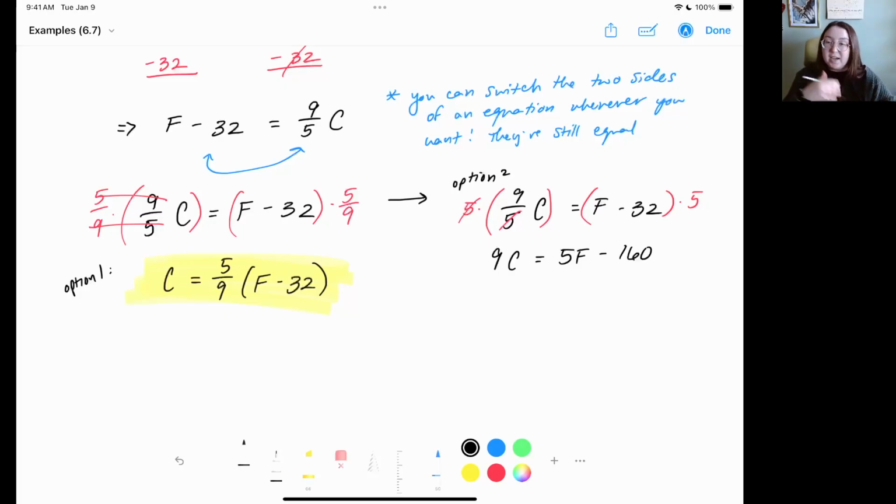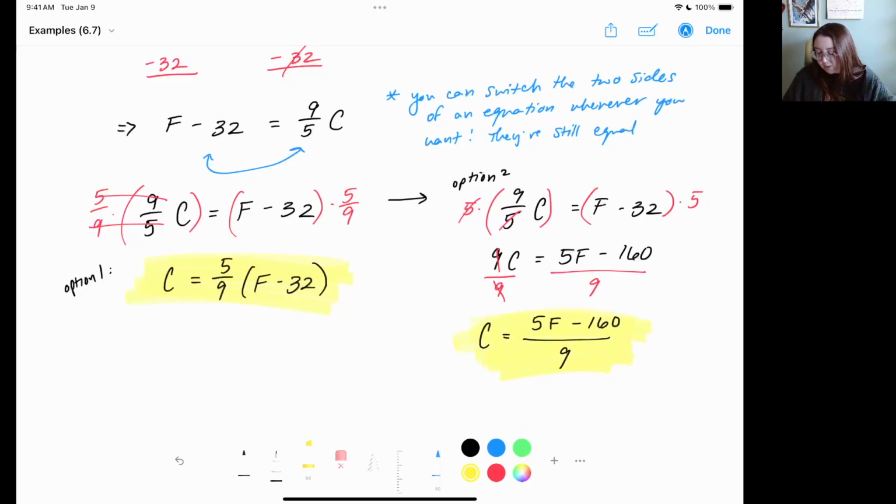And then you have 9 times c. We want to get rid of the 9, so we'll divide both sides by 9, getting rid of that on the left. And we get c is equal to (5f minus 160) over 9. And there's no need to simplify that. 5 divided by 9 is not going to simplify. 160 divided by 9 is not going to simplify. So it's probably best to just leave it as (5f minus 160) over 9.